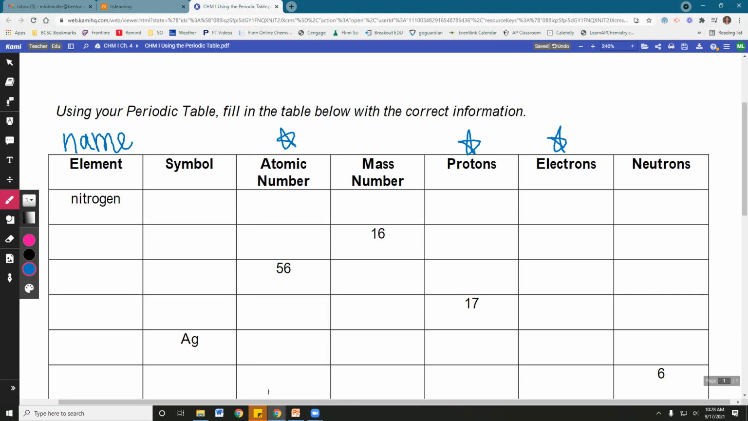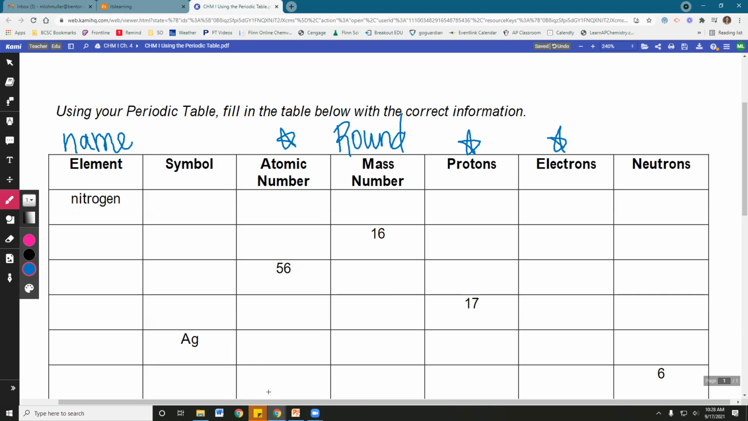So where it says 17 for protons, that means it's also going to be 17 for the atomic number and 17 for the electron. And then the mass number, that's the one that's decimal, but on this paper, when you fill it in, you need to make sure that you round it. Again, we cannot have partial protons or partial neutrons when we're filling in this worksheet.